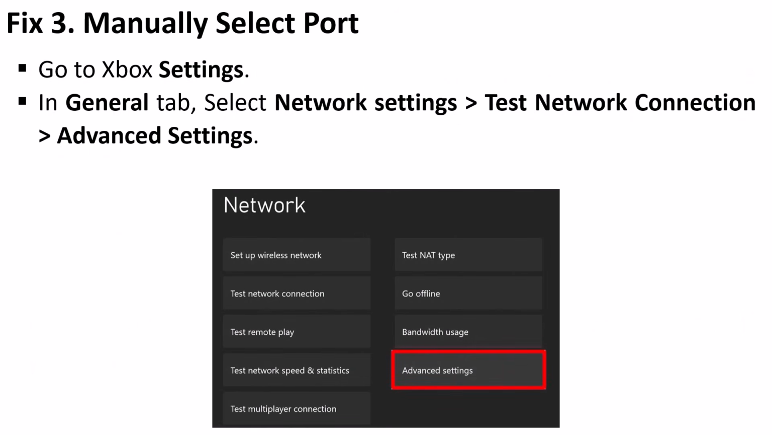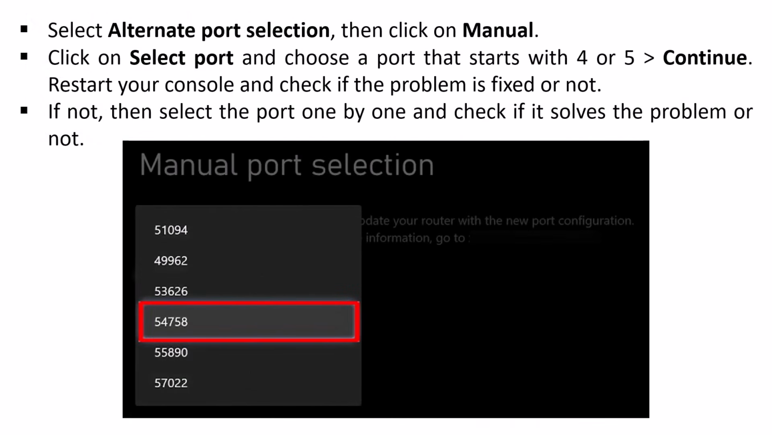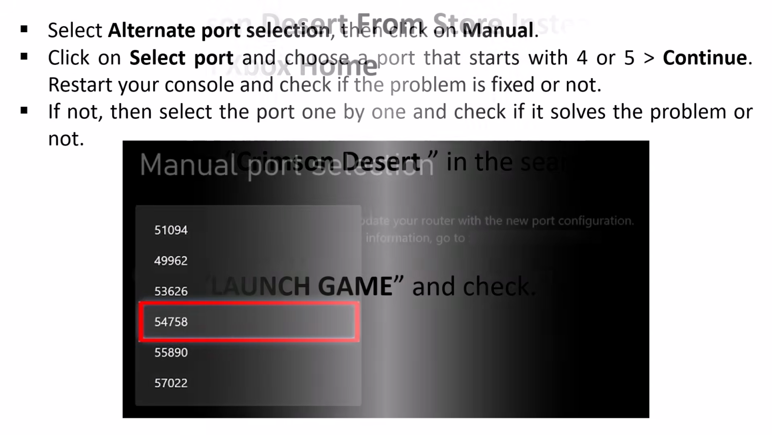Fix 3 is to manually select port. So go to Xbox settings, in general tab select network settings, test network connection, advanced settings. Select alternate port selection, then click on manual. Click on select port and choose a port that starts with 4 or 5, continue. Now restart your console and then check if the problem is solved or not. If not, then select the port one by one and see which one works for you.